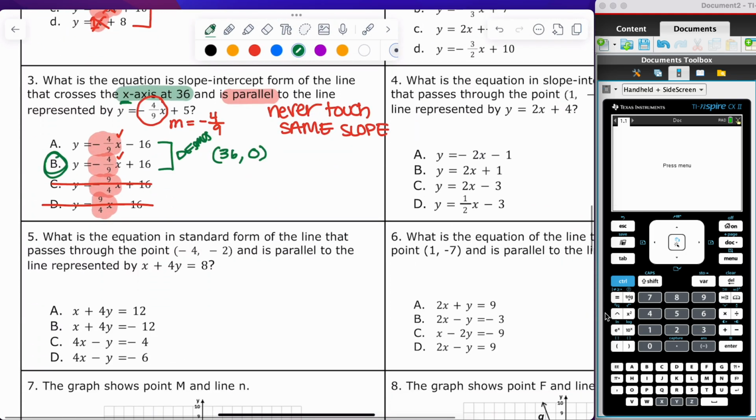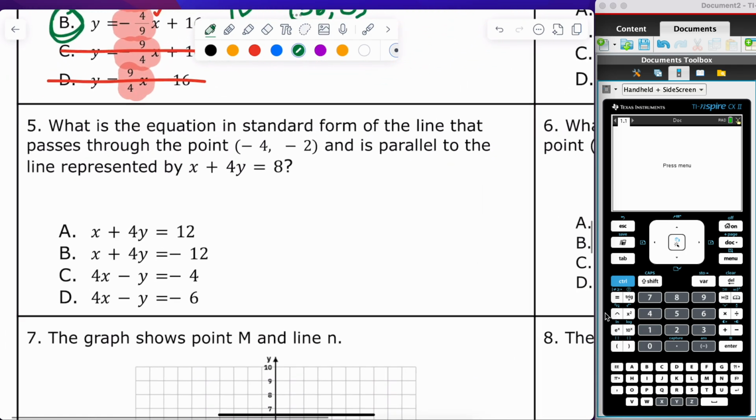Okay, so now let's go to number 5. It says, what is the equation in standard form of the line that passes through the point negative 4, negative 2, and is parallel to the line represented by x plus 4y equals 8? So right here, I have my standard form. This is called standard form. We will get to that, okay?